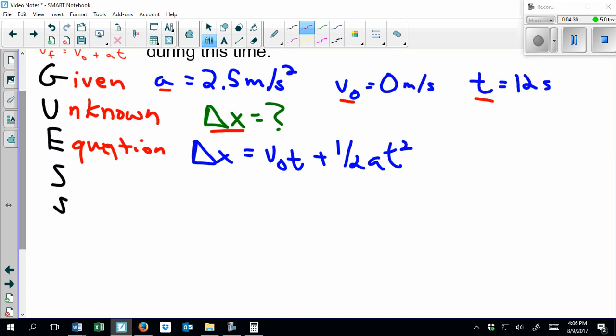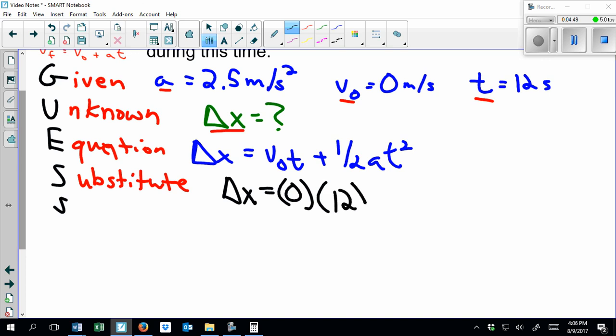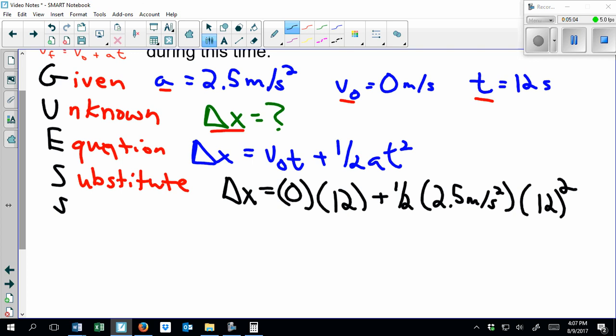The first S here is substitute. I take all of my variables and I just plug it into the equation. Delta x I don't know, so I'm going to leave that there. So delta x, my velocity initial I know is 0. My time I know is 12, plus 1/2. My acceleration is 2.5 meters per second squared. And my time, again, is 12 seconds. I need to square that.